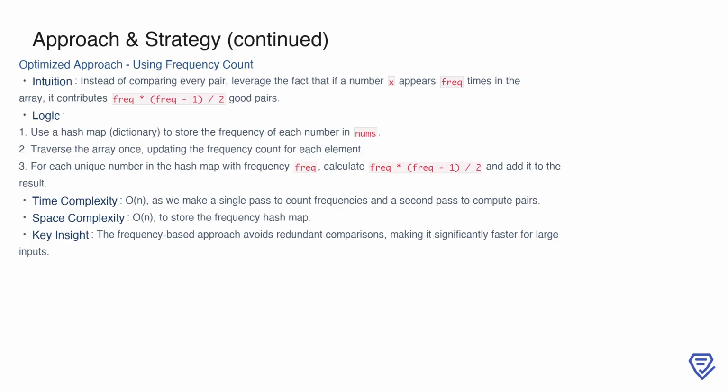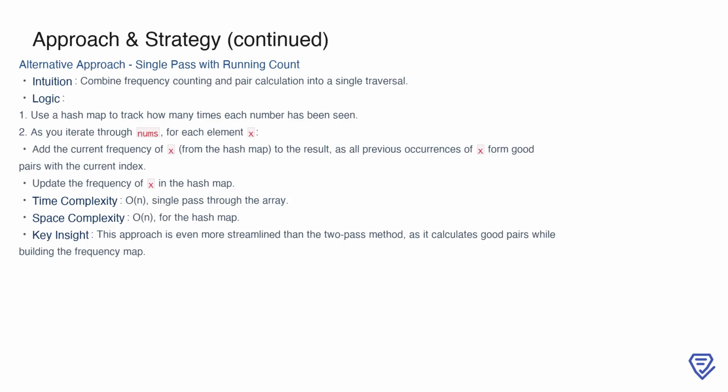However, there is still room for further optimization by combining the 2 passes into one. An even more efficient approach combines frequency counting and pair calculation into a single traversal of the array. This is achieved using a hash map to track how many times each number has been seen so far. As we iterate through the array, for each element, we immediately calculate the number of good pairs it forms with all previous occurrences of the same value. This is simply the current frequency of the number in the hash map.